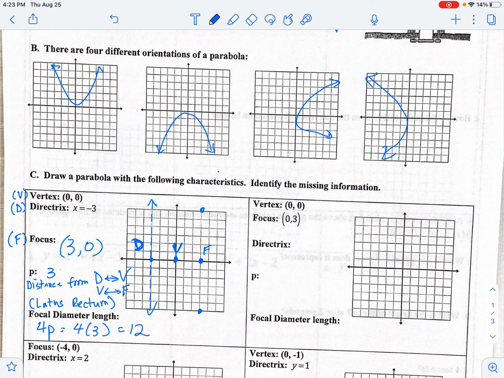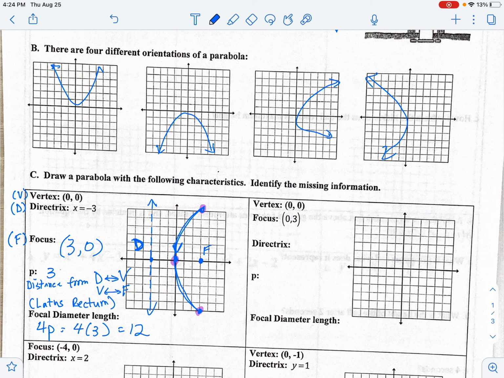to see how wide my parabola is. So if I connected these points, the points for the focal diameter and my vertex, that gives me my parabola. It's a very wide parabola.